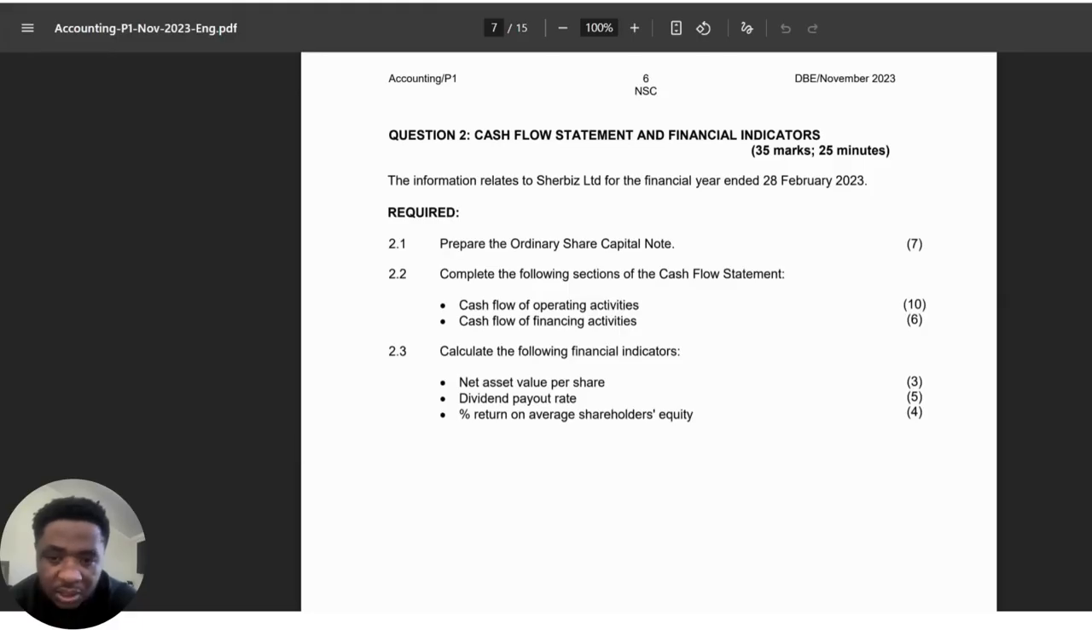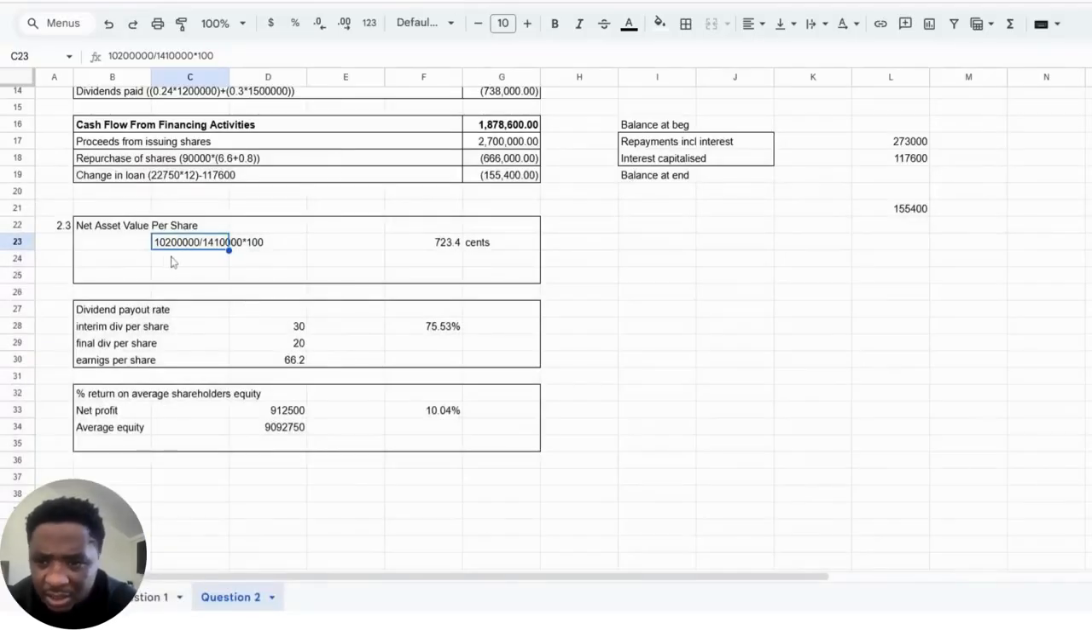Okay, 2.3 of this question got cut out. So I'm just going to do it quickly, but I had already answered it. It's here in the answer sheet, and then I'm going to just explain my calculations.